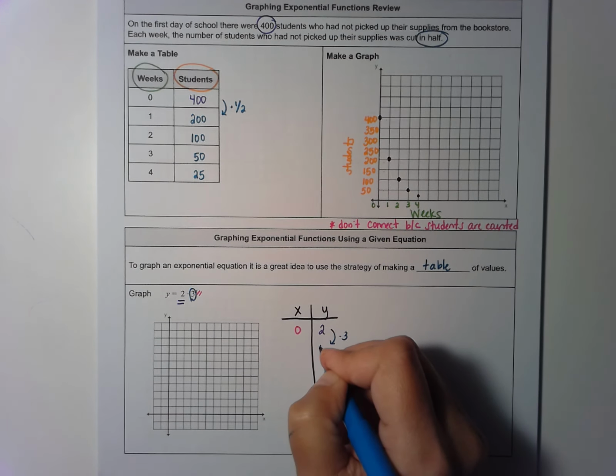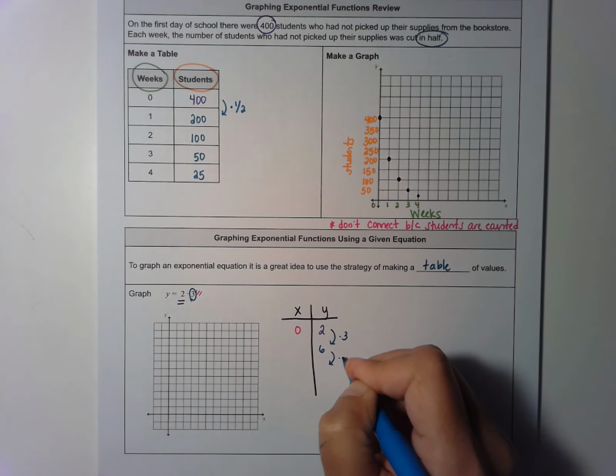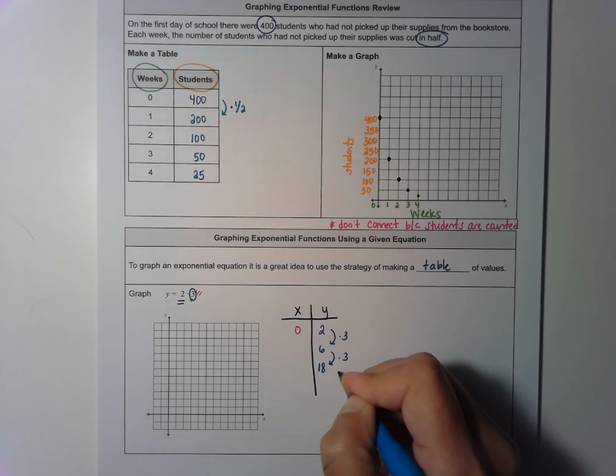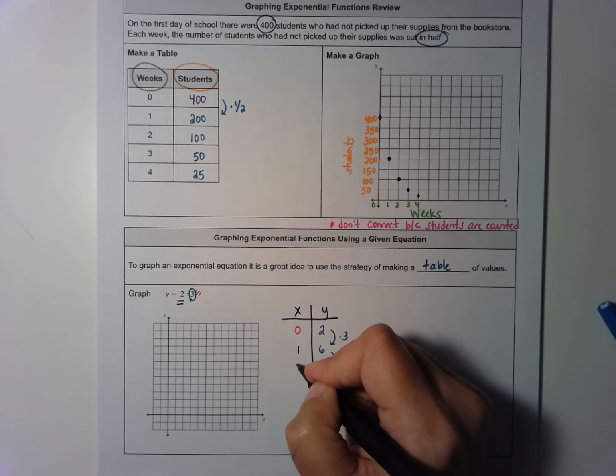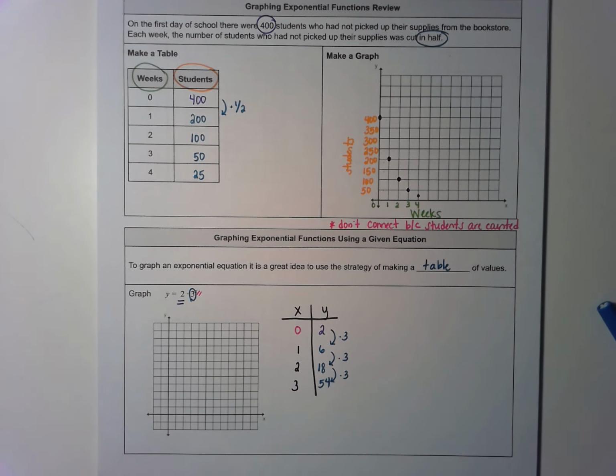So if I multiply by 3, I get 6, 18, 54. You really only need 3 points in order to show that it's a curve. I like to have 4 because I do think it's even easier to see that it's a curve. And your x values are just going to count 1, 2, 3. Just go up by 1 each time.